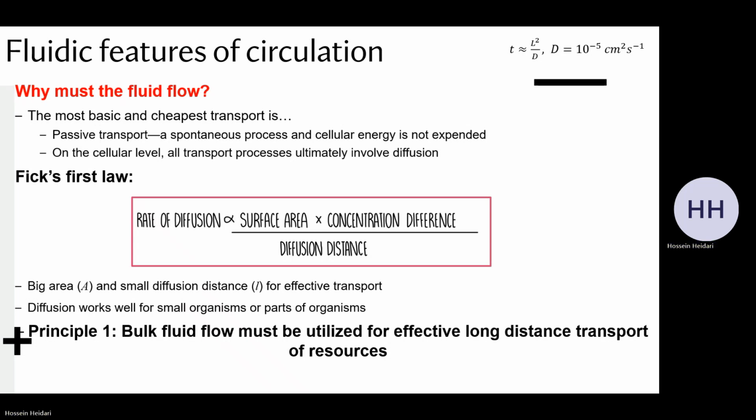Now, the question is, why do we need a cardiovascular system? Why do we need blood circulation? Why isn't diffusion alone sufficient to deliver all the nutrients to the body?